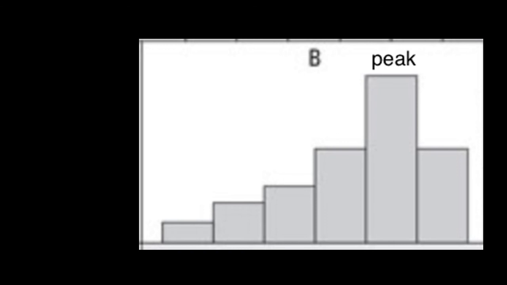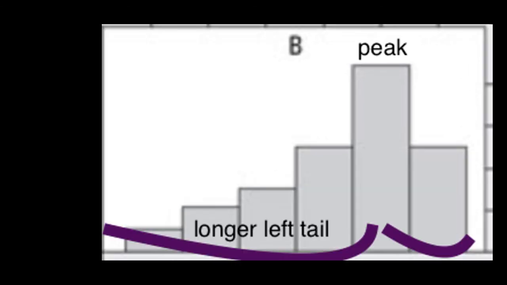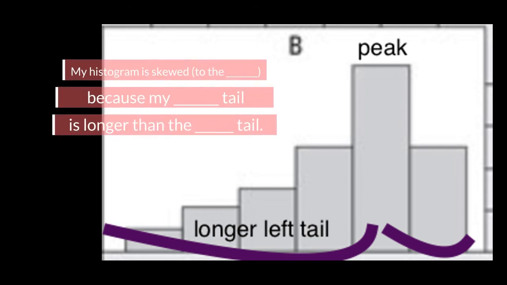Let me teach you the steps. So the first thing you want to do is find out where your peak is and make sure that you only have one peak. If you have more than one peak, then you're not going to talk about skewed. Now, go ahead and draw the two tails. There's going to be one tail to the left of the peak, and then draw another tail to the right of the peak. And figure out which one's longer. Now we can write our sentence about skewed. Why don't you go ahead and pause this video right now and see if you can fill in the blanks.